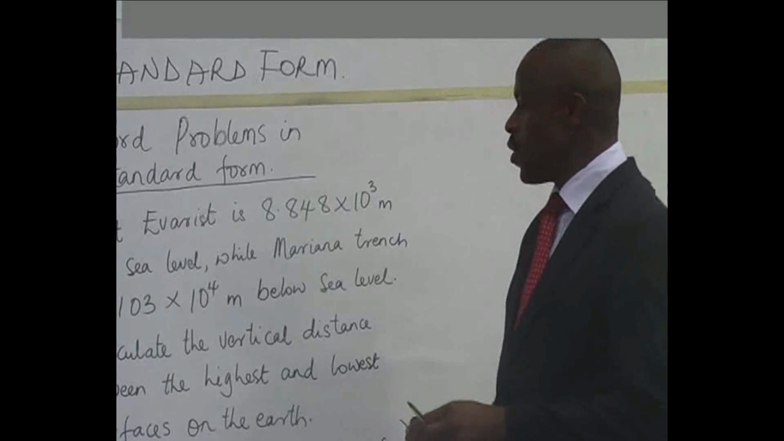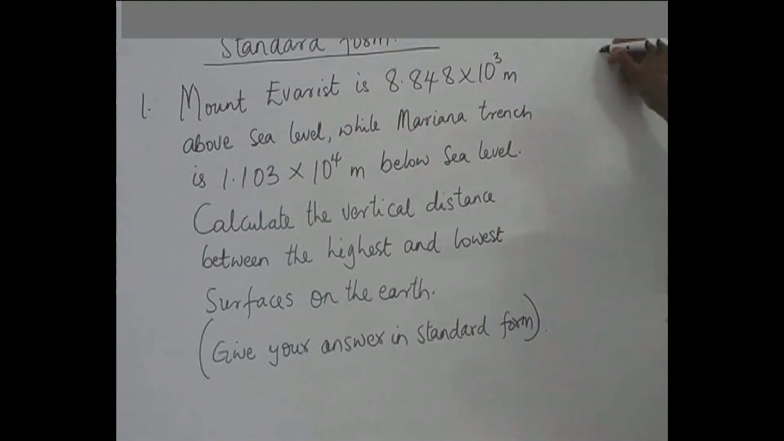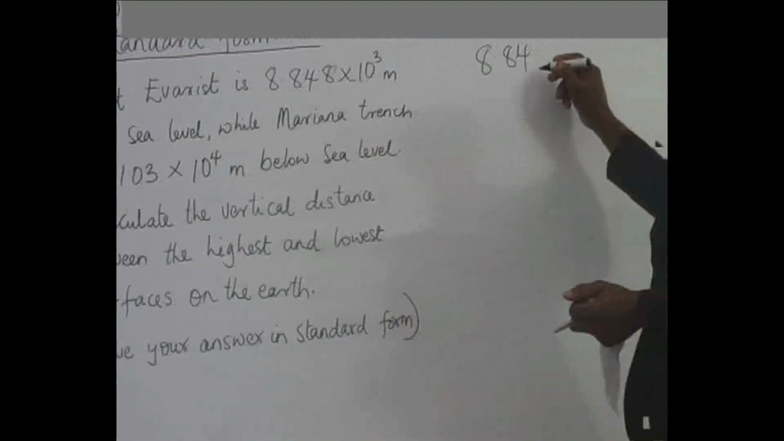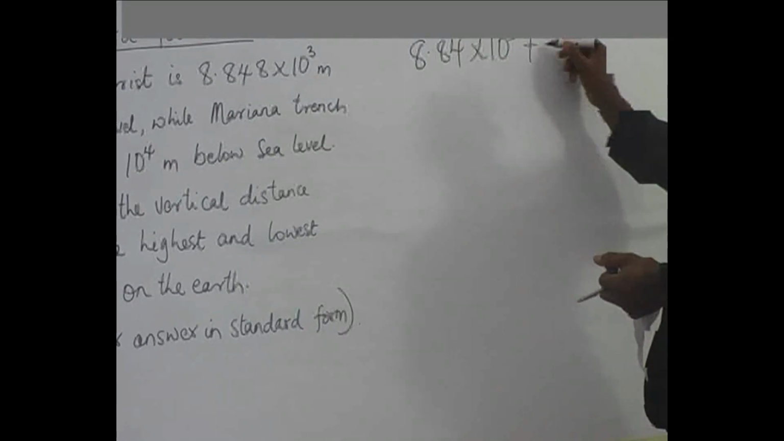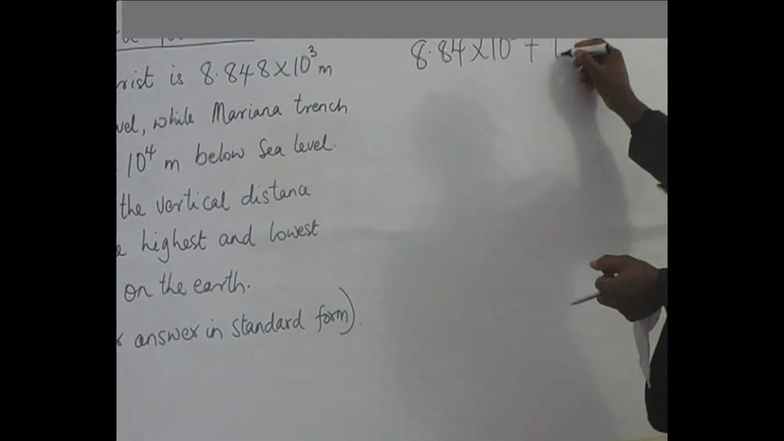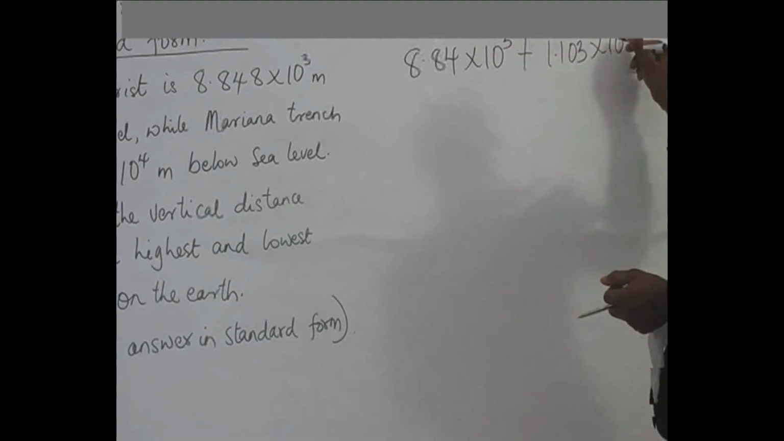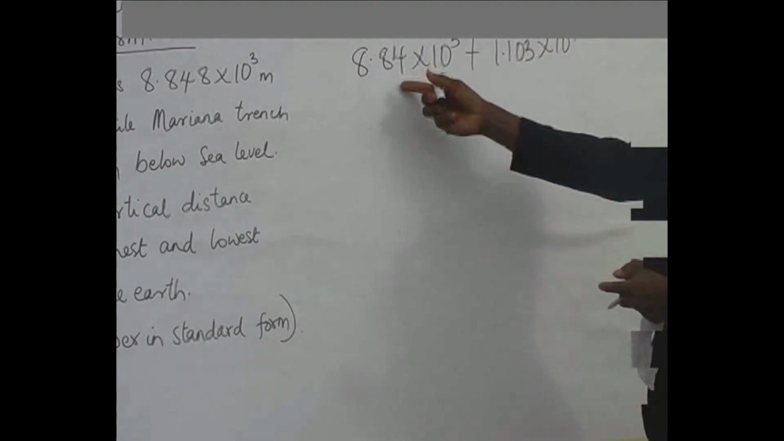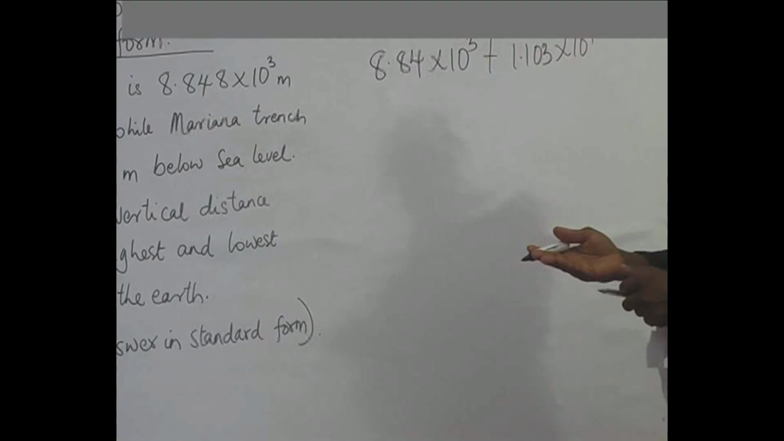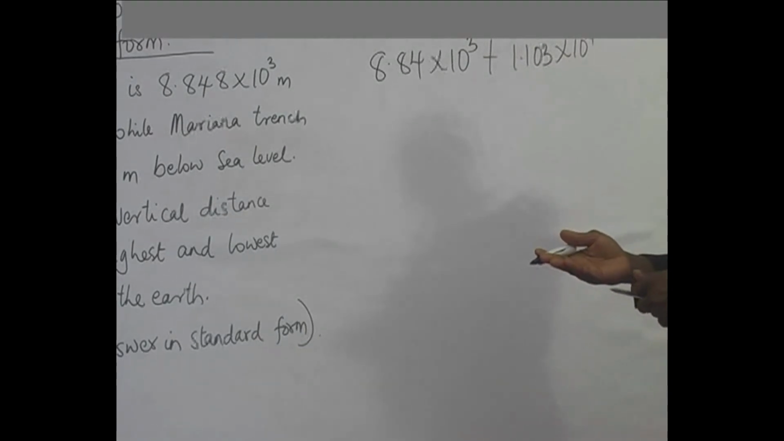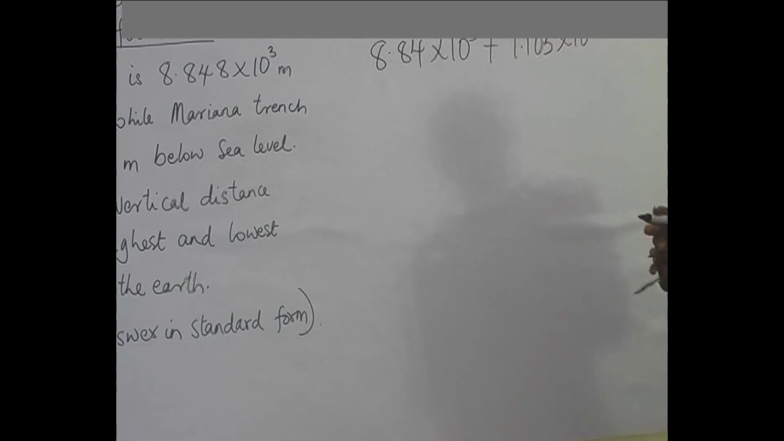So with that illustration, that means that the height of Mount Everest, which is 8.84 times 10 raised to the power 3 meters, plus the depth of Mariana Trench, which is 1.103 times 10 raised to the power 4. If you add this to this, you will get the vertical distance from the Mariana Trench, which is the lowest below sea level, and the Mount Everest, which is the highest above sea level.